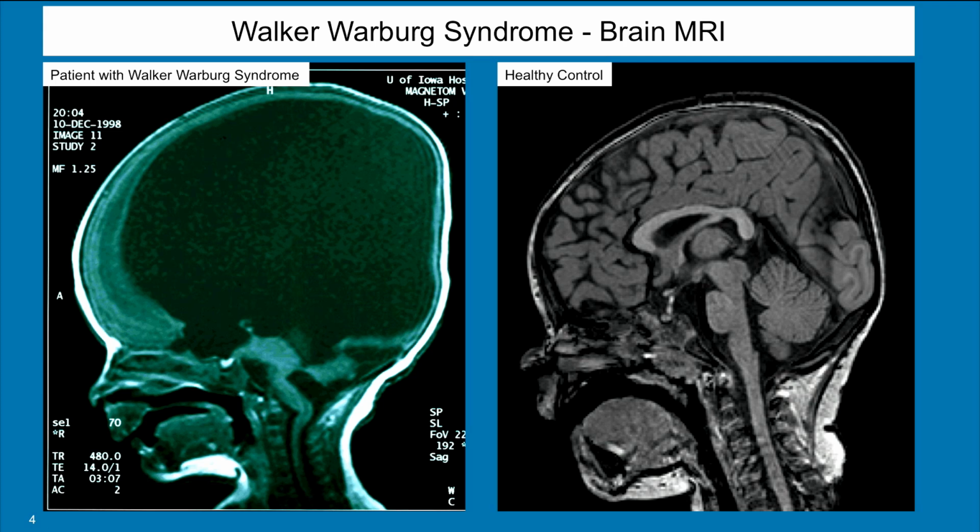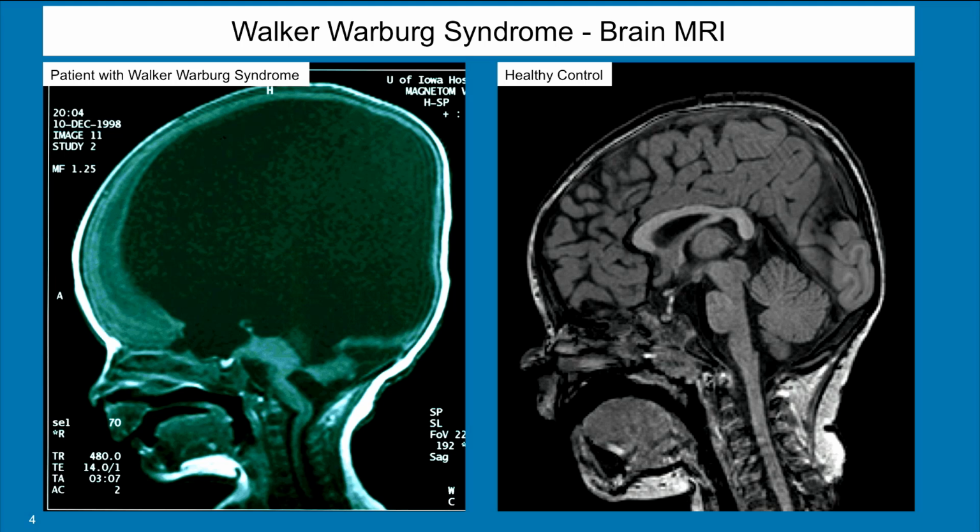You can see, first of all, that the brain is very smooth. There are no gyri. This is called lissencephaly and is typical of Walker-Warburg syndrome. We'll talk about, it's called Cobblestone lissencephaly, and is related to an abnormality of brain development. I'll show you a little more about that in a minute.